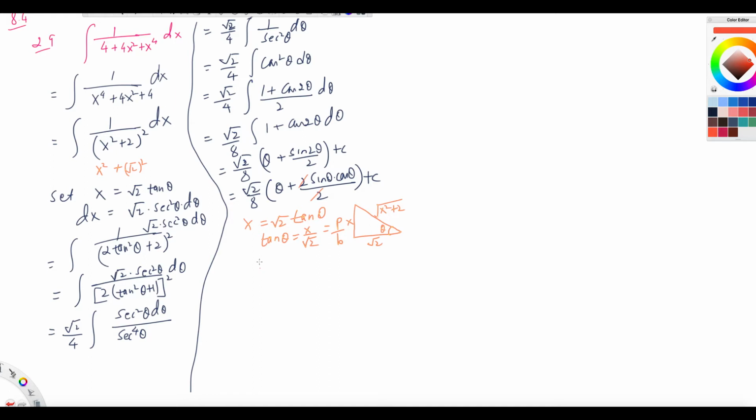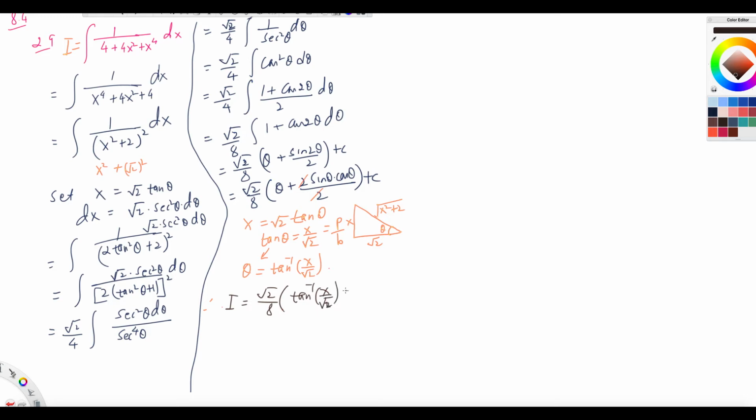That's what we're doing. So therefore, also from here you can write theta equals what? Tangent inverse of x over root 2. That's what you get. Okay, let's plug in that. Therefore, let's say that the question was I equals to, so you can write I equals root 2 over 8. Theta is tangent inverse x over root 2.